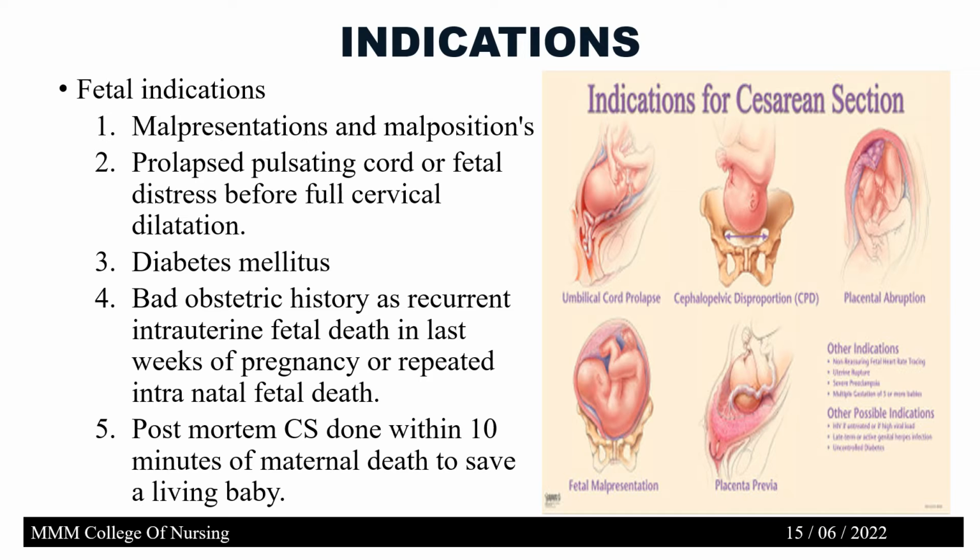Next is a prolapsed pulsating cord or fetal distress before full cervical dilatation. So what happens if the cord comes out? It is obvious that the blood supply to the fetus is in jeopardy. It is compromised. The blood supply is not there. So we take the cesarean section within minutes. And next is diabetes mellitus, bad obstetrical history. So in this case, we consider this pregnancy as precious and we want to save the baby. So they will take it as an elective cesarean section. And next is a postmortem CS for a mother who is dead and we want to save the baby. So postmortem CS is done.